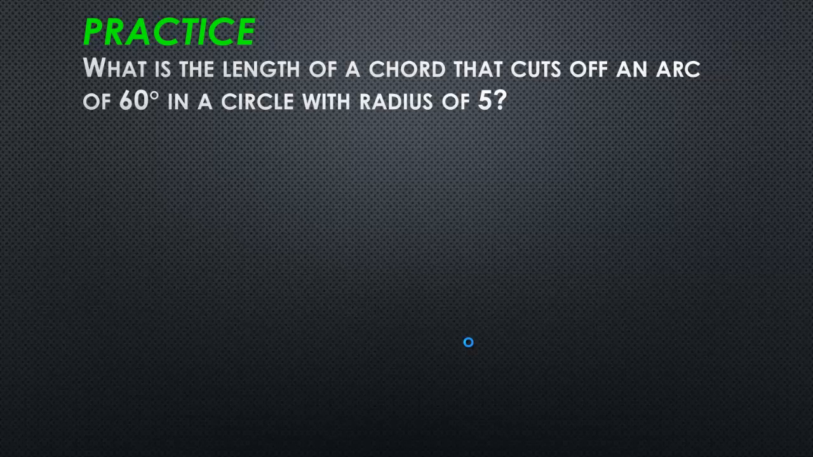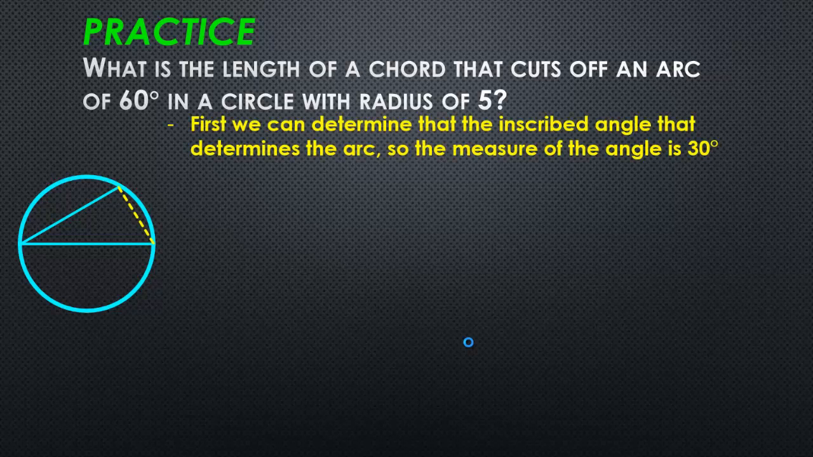What is the length of a chord that cuts off an arc 60 degrees in a circle with a radius of 5? Now I know you have other ways of doing this. I'm just illustrating how there are multiple ways. So what we can do is draw in that chord. We can determine the inscribed angle that determines the arc. So the measure of that angle is 30 degrees, because remember, if the vertex is on the circle, it's half the measure of the arc.